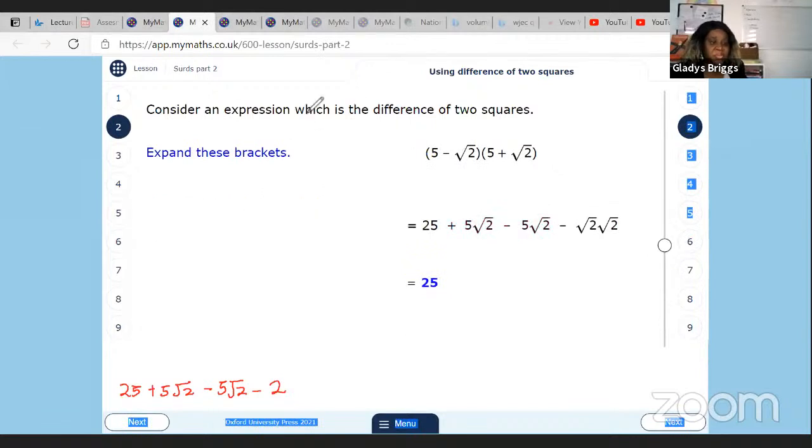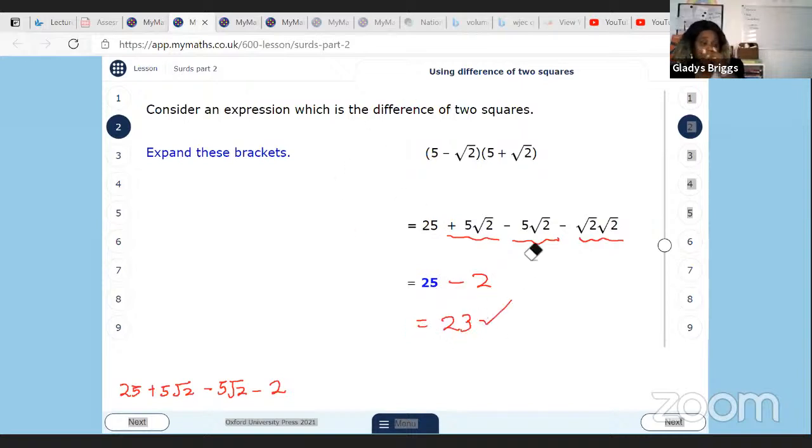So these will cancel out each other because this is minus, this is plus, and they're the same. It's like saying minus 5 plus 5 or plus 5 minus 5. That will come to 0. And of course, I already told you that this is 2 here. So 25 minus 2 is just going to leave you with 23 as the final answer. Okay, so write that example down.